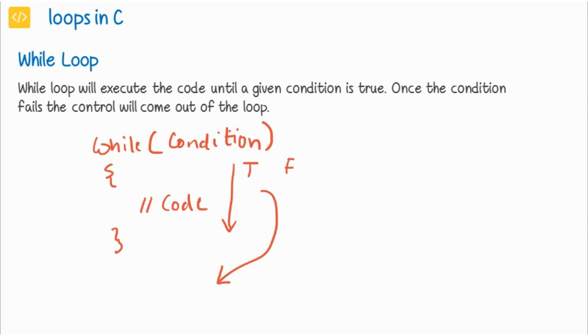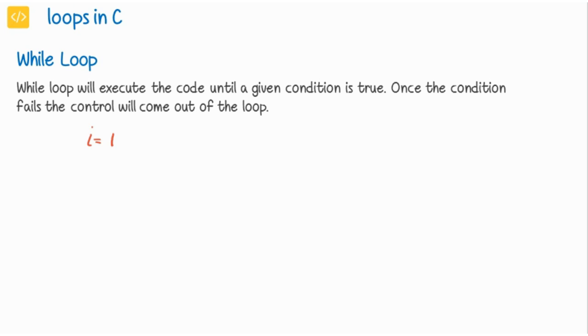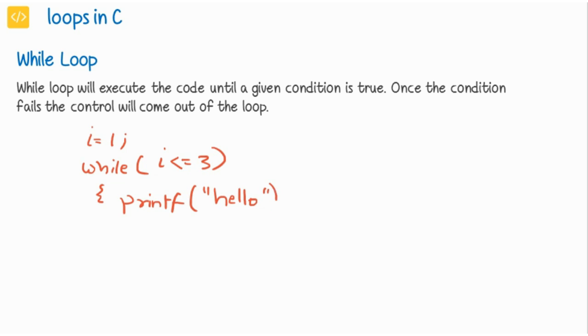For example, let's say you want to write hello on the screen 3 times, so the code will be I is equal to 1, that is the initial condition, while I is less than equal to 3, we will print hello, so printf hello, then I++, which will increment the counter by 1 post printing the name.